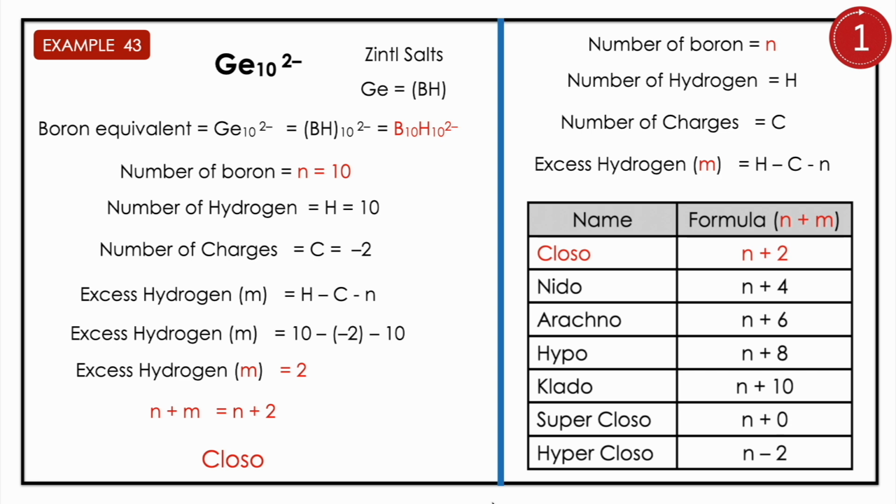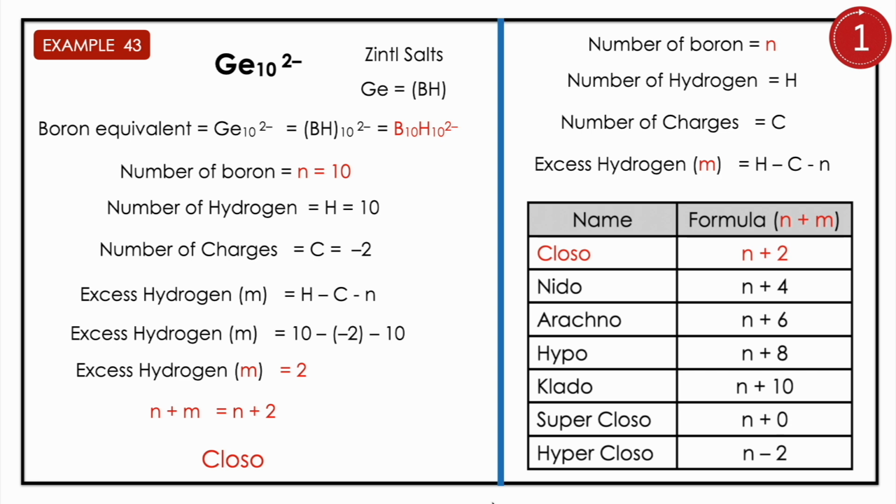So instead of germanium, if you write BH, the formula is (BH)10 2 minus. If you rewrite it, it has B10H10 2 minus. The compound becomes a simple borane. We can apply Wade's rule. So the first step will be counting the number of boron. There are 10 borons, so N equals 10. Total number of hydrogen is 10, so H is 10. Number of charges is minus 2, so C is minus 2.